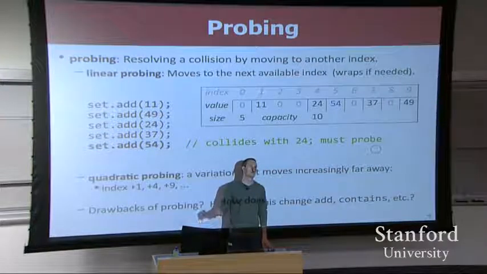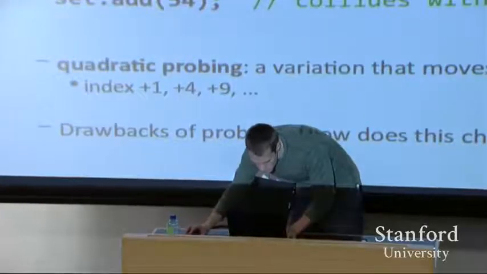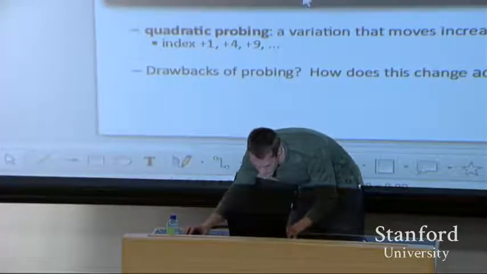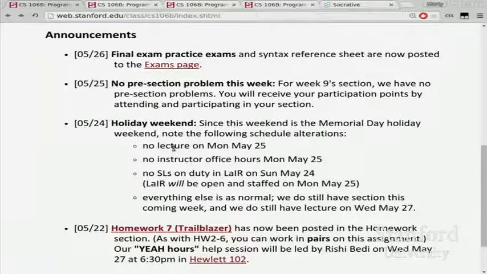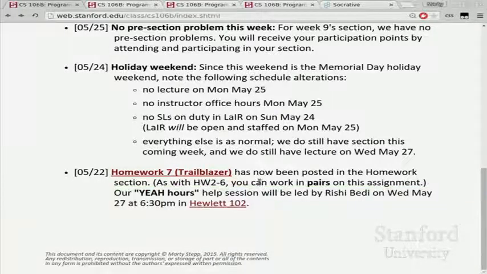Hey, Kevin, do we have hours today? Yeah, 6:30 in Hewlett. Same room it always is. Hewlett 102? Something like that. I think I actually have it on the website, but my brain is turning into mashed potatoes slowly. Yeah. There it is, Wednesday, May 27th, 6:30 p.m., Hewlett 102. So yeah, if I read my own website, like I always tell you guys to do, then I would have known that. Oh, well, fine.